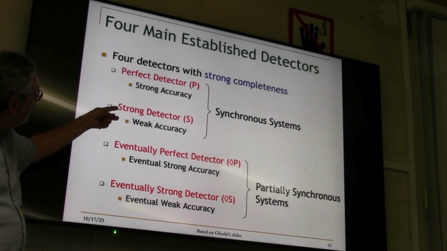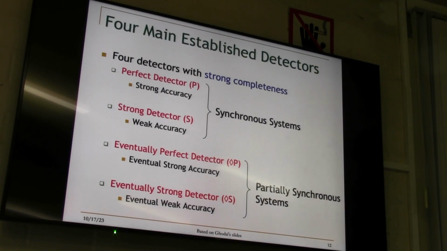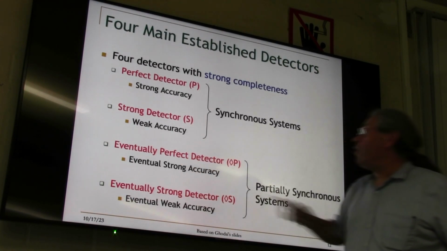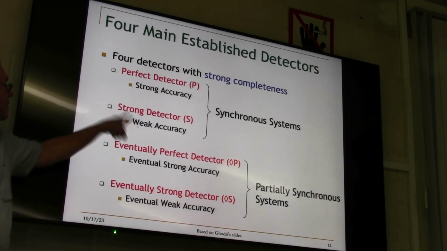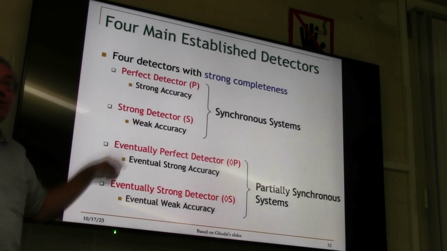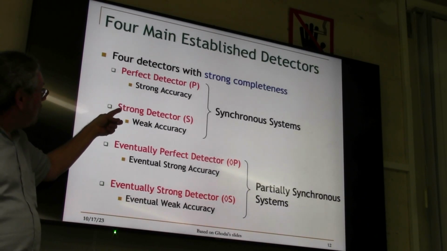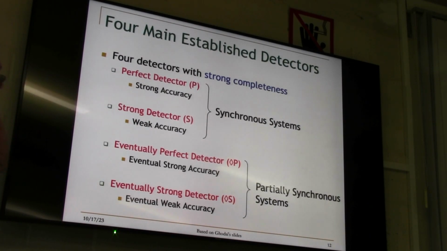But there's also the strong detector. It sees all the crashes, but there's only one node that doesn't make mistakes. It's weakly accurate. And then there are the eventual versions: eventually perfect and eventually strong. So why is this one called strong when it's weak? Beats me. That's a historical accident, because the perfect one is stronger than the strong. The strong detector is actually weakly accurate. Sorry about that. That's a historical thing, but we won't be talking so much about this one.